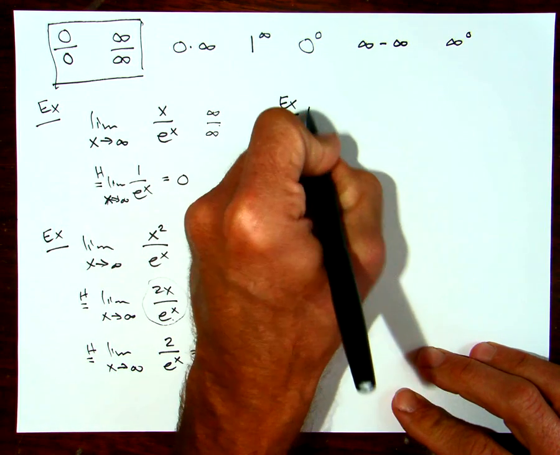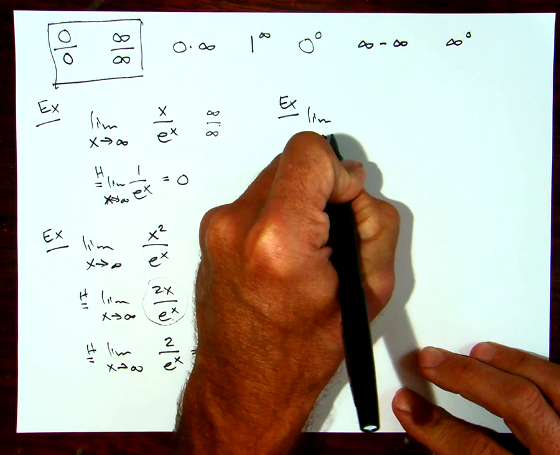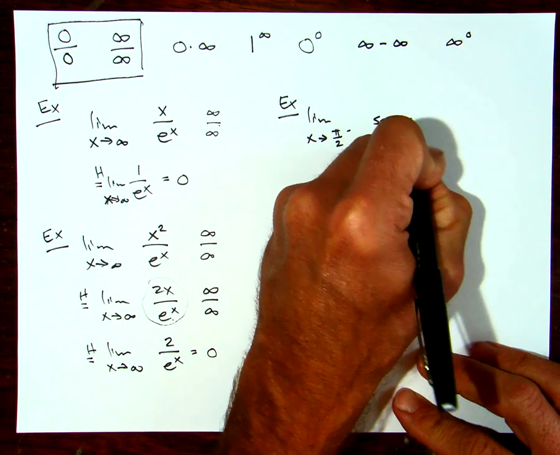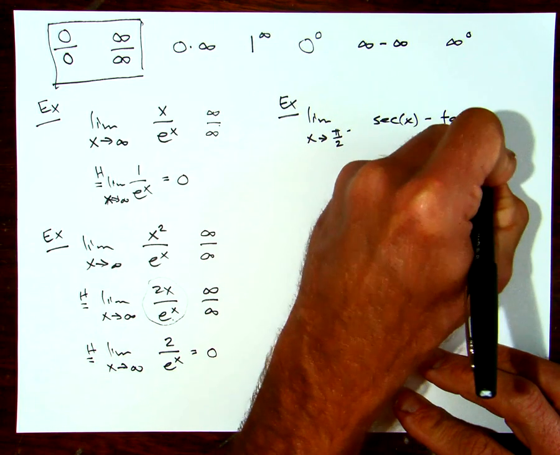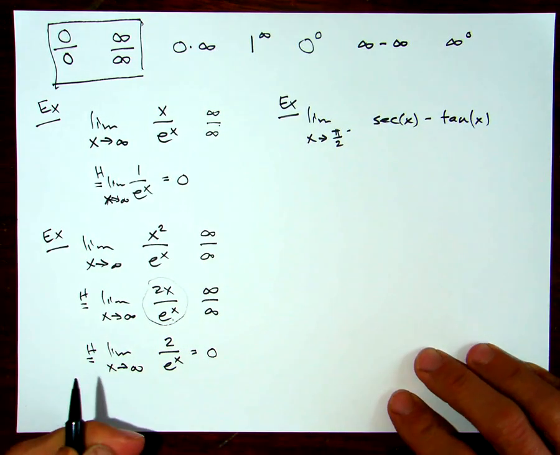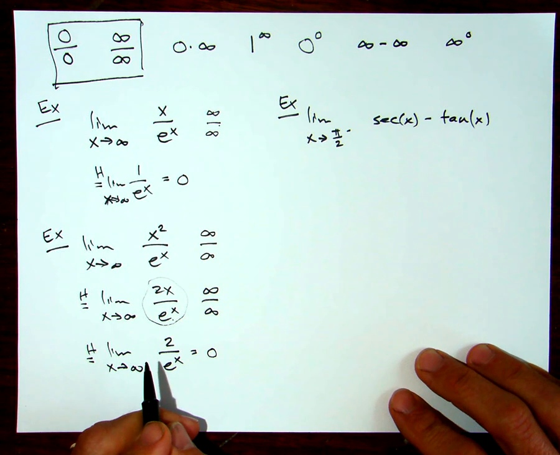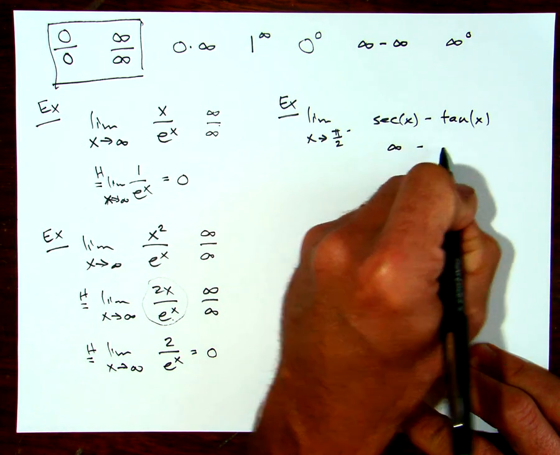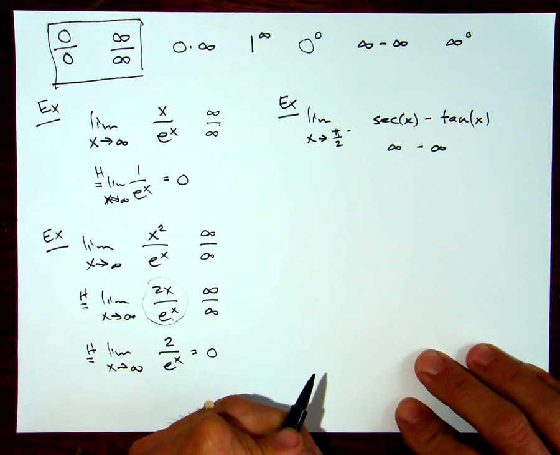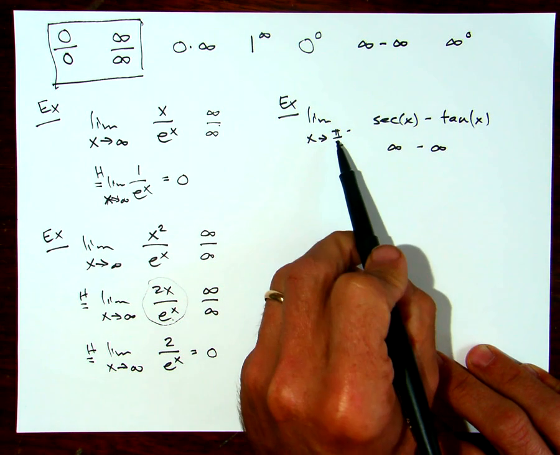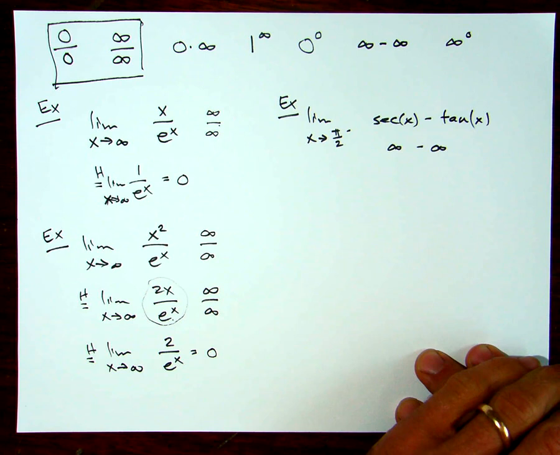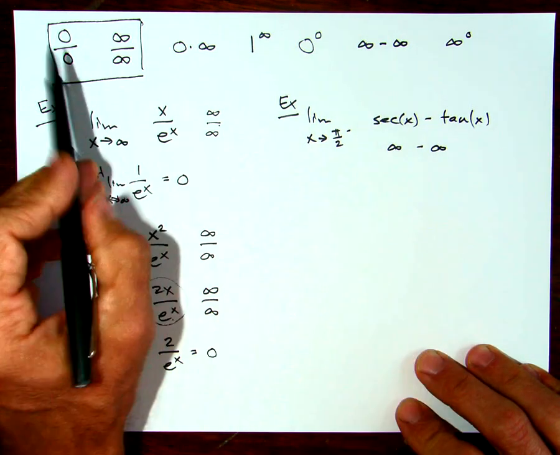Let's look at the limit as x approaches pi over 2 from the left of secant of x minus tangent of x. So you have to remember your trig functions and maybe think about what the graphs of each of these look like. But as we approach pi over 2 from the left, secant goes to infinity and so does tangent. So I have this infinity minus infinity. Now this is where I want to emphasize: even though infinity minus infinity is an indeterminate form, I cannot apply L'Hopital's rule right now. I need to rewrite this so that it looks like one of these.